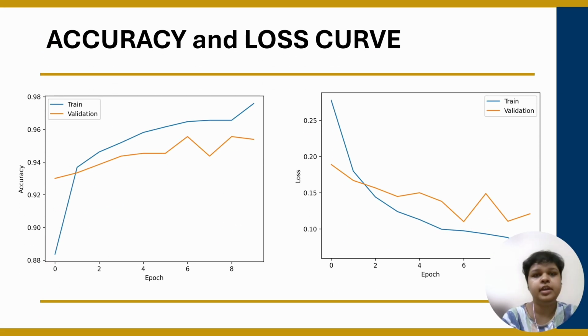So here, as you can see, the accuracy curve shows that both training and validation accuracy increase consistently during training, indicating that the model is learning meaningful features from the chest X-ray. The final training accuracy is approximately 97.7%, while validation accuracy is around 95.5%, resulting in only a small gap, which suggests good generalization. The loss curve shows a steady decrease in both training and validation loss, confirming that prediction errors reduce over time. Although there are minor fluctuations in validation loss, there is no evidence of severe overfitting. Overall, the curves indicate stable learning and good model performance.